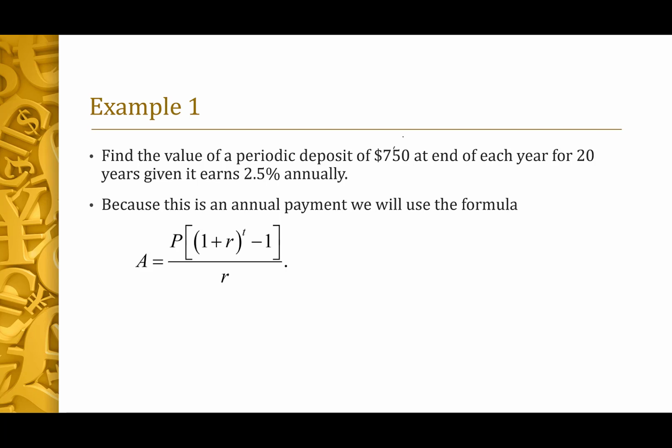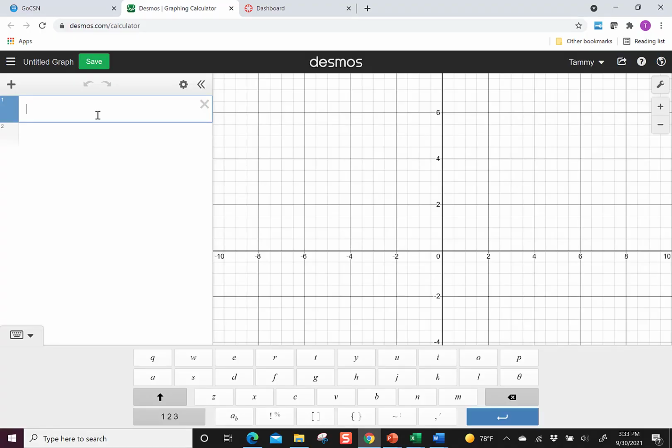So this 750, that's the payment we make every time. 20, that is our T. 2.5%, this is our R. So you can see I plug that in. I have 750 times 1 plus 0.025 to the 20 minus 1 over 0.025. I got 19,158.49. Okay. So I'm starting with 750, and then I have parentheses, and then I have another set of parentheses.